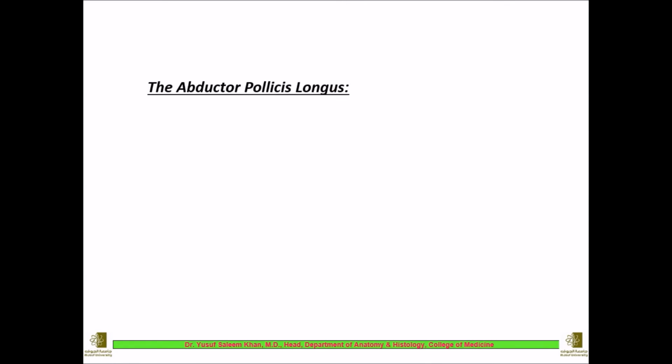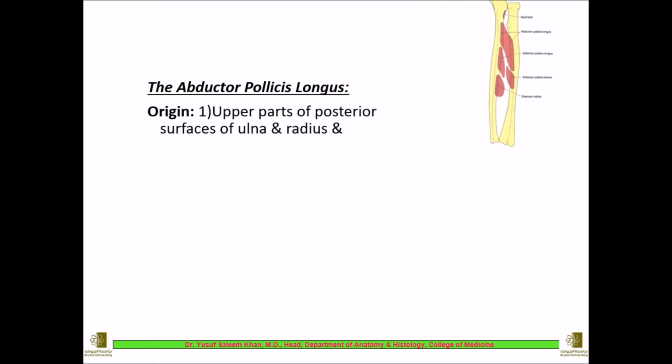The second important muscle among the deep muscles of the extensor compartment of the forearm is the abductor pollicis longus. So this is a very important muscle. As the name indicates, it helps in the abduction, as well as it gets inserted to the pollicis. Pollicis means the thumb. And it is a long muscle. So here you can see the origin of this muscle. This is called the abductor pollicis longus.